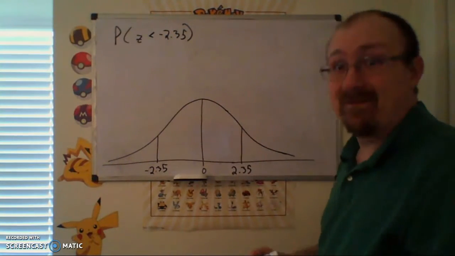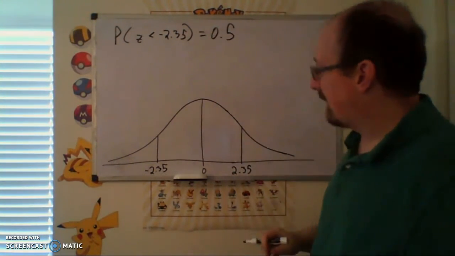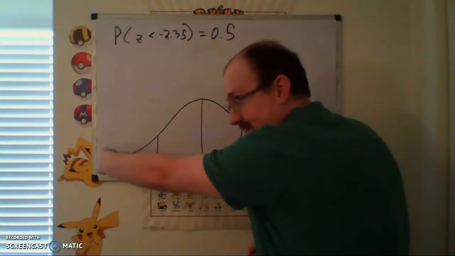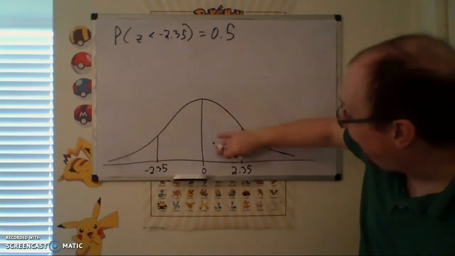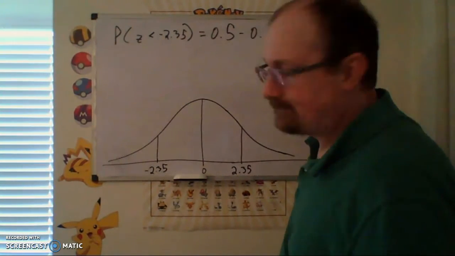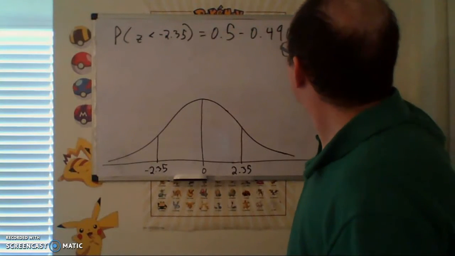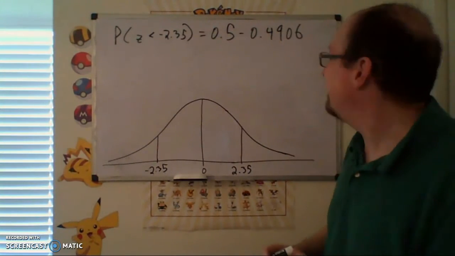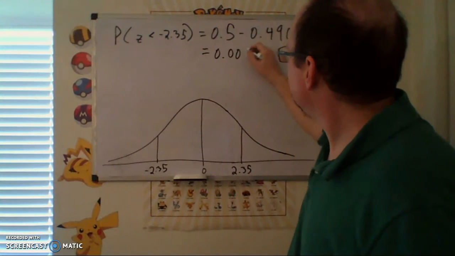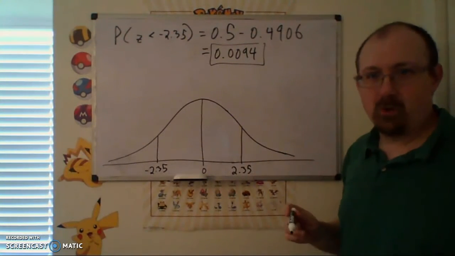And we saw how to find the area of one of those tails previously. We take 0.5, the total from 0 to here, or like I said, equivalently, from 0 back that way, and then we subtract away the stuff that we get out of our table lookup. So if I look up 2.35 in my body table, I saw 0.4906. And when I do the subtraction there, I get 0.0094.